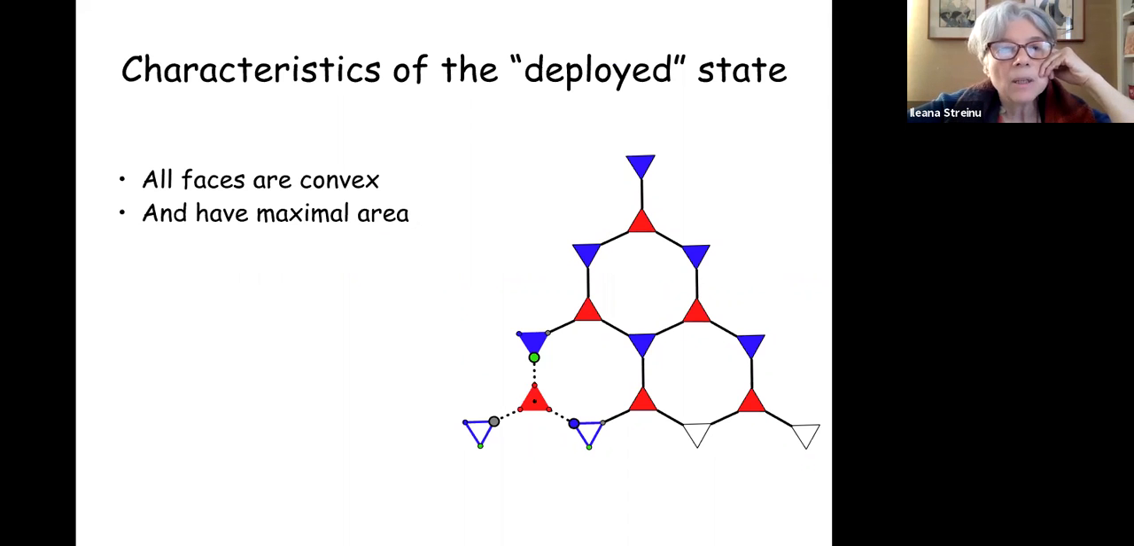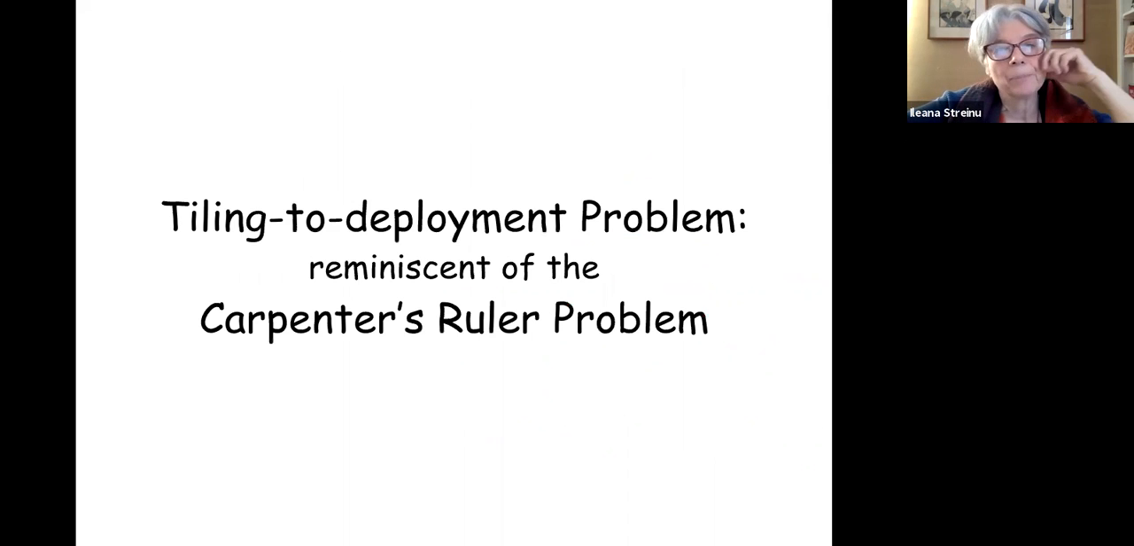So let's think, what are the properties of the deployed state? You can see that in the deployed state, all the faces are convex and they have maximal area. So that's an interesting property. Because of this, the tiling to deployment problem is reminiscent of the Carpenter's ruler problem.